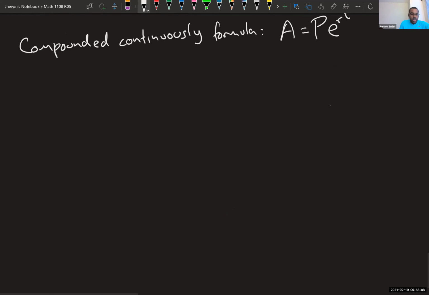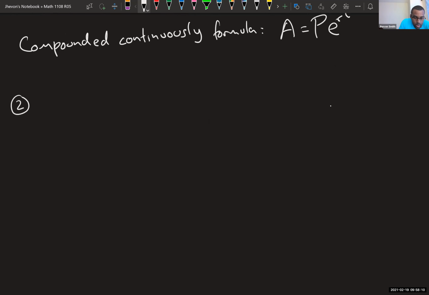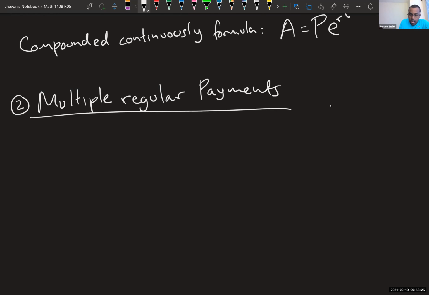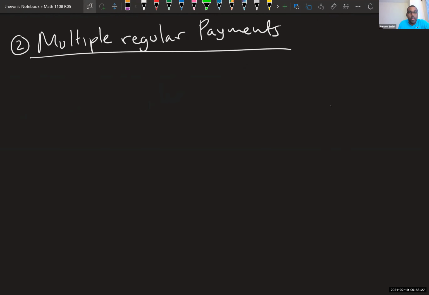Now, of course, the multiple regular payment scenario uses the formulas that we have been dealing with recently. That's in the last section of chapter 3, like 3.3, 3.4. So the formulas there that are important are the sinking fund formulas.